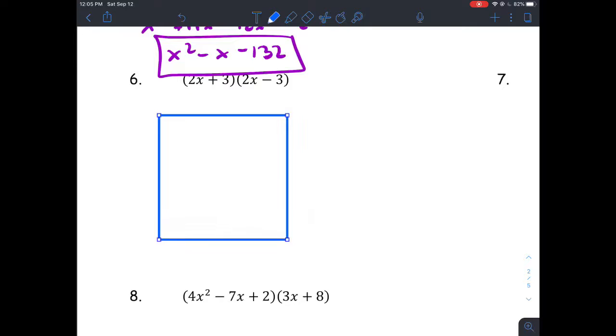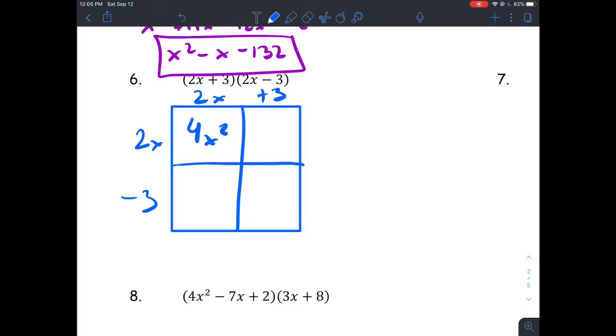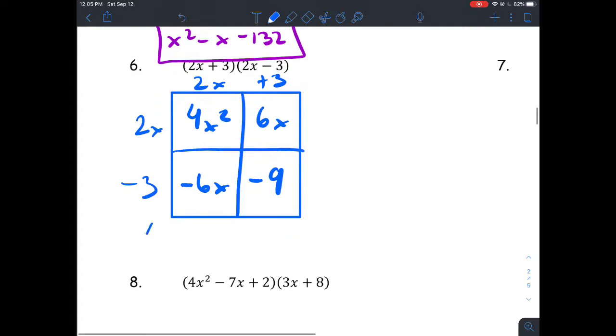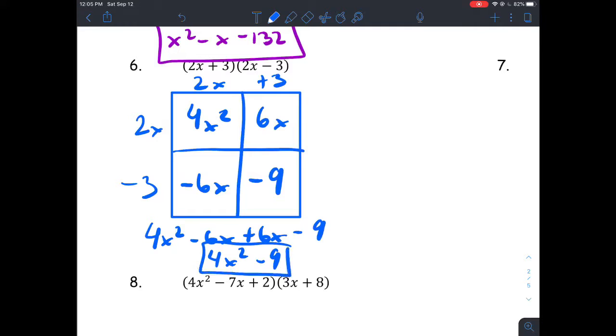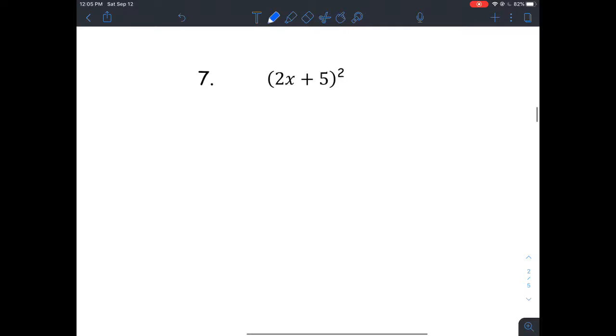All right, let's try the next one. We'll use the area model. So we draw our little square, put in our boxes, and we've got 2x plus 3 and 2x minus 3. So we end up with 4x squared, 6x, minus 6x, and negative 9. So we've got 4x squared minus 6x plus 6x minus 9. 4x squared minus 9. Those two middle terms cancel.